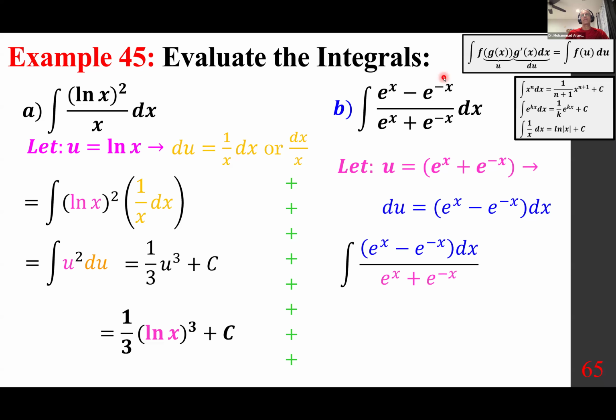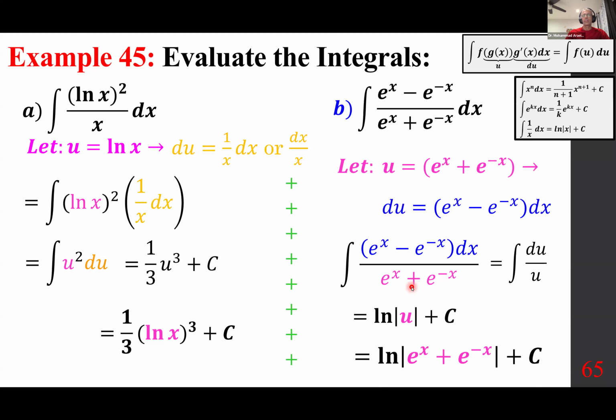So I'm going to rewrite it so it becomes clear we are dealing with du over u. And that, we know it's a natural log. Natural log of absolute value of u plus a constant, and we're going to replace the u. And as always, you can differentiate the result, you get this one back. By the way, e to the power of x plus e to the power minus x is positive. You could use parentheses instead, and that's fine.